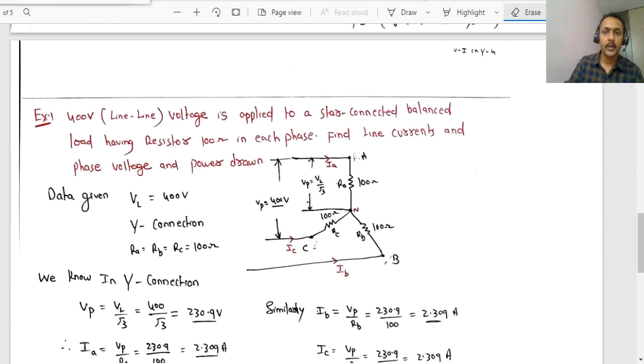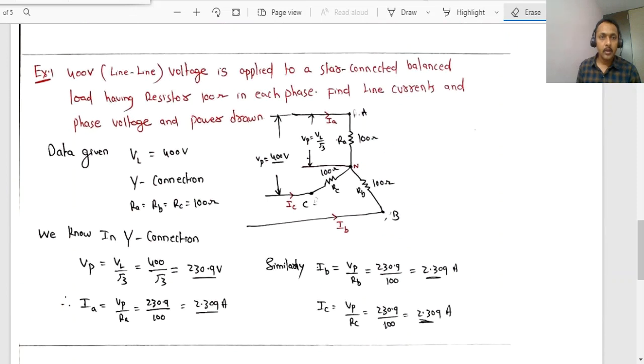Yeah. Now let me do an example. A 400 volt voltage is applied. This is in between two lines. A 400 volt voltage is applied to a star connected balanced load having a resistor of 100 ohms in each phase. Find line currents, phase voltages and power drawn. In this star network, dear students, please observe, the voltage given is 400 volts. That 400 volts is in between the two lines, between any two lines.